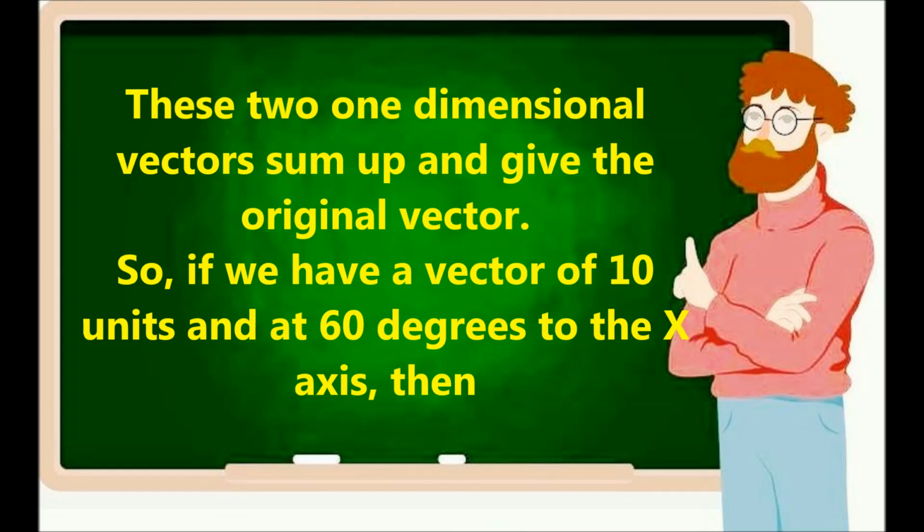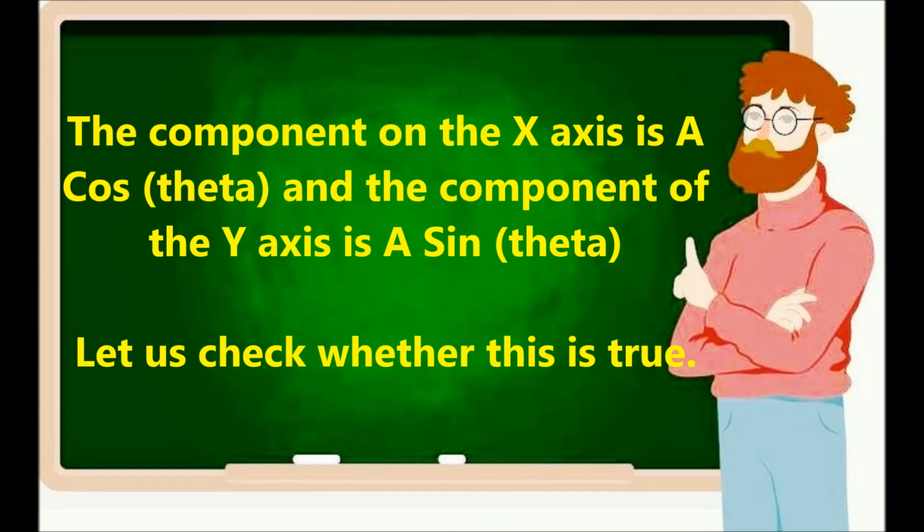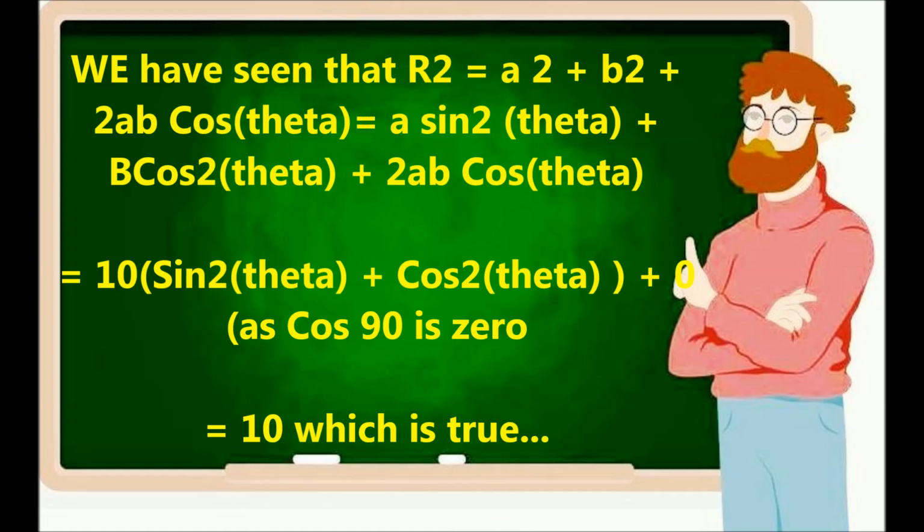So, for example, if you have a vector of 10 units at 60 degrees to the x-axis, then the component on the x-axis is actually A cos theta and the component on the y-axis is A sin theta. Let us check whether this is true. We have seen that r square is equal to a square plus b square plus 2ab cos theta last time. Which means here it is a sin square theta plus b cos square theta plus 2ab cos 90, 90 because they are rectangular components. So it will be 10 into sin square theta plus cos square theta plus 0, as cos 90 is 0, which is equal to 10. We got back 10. See?